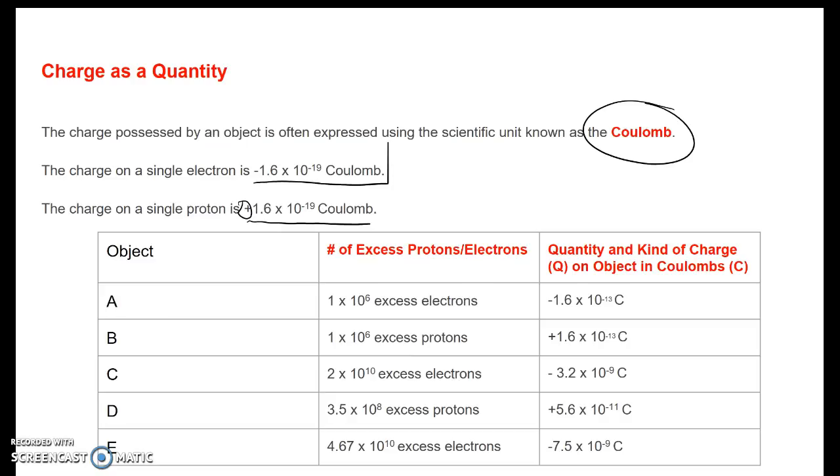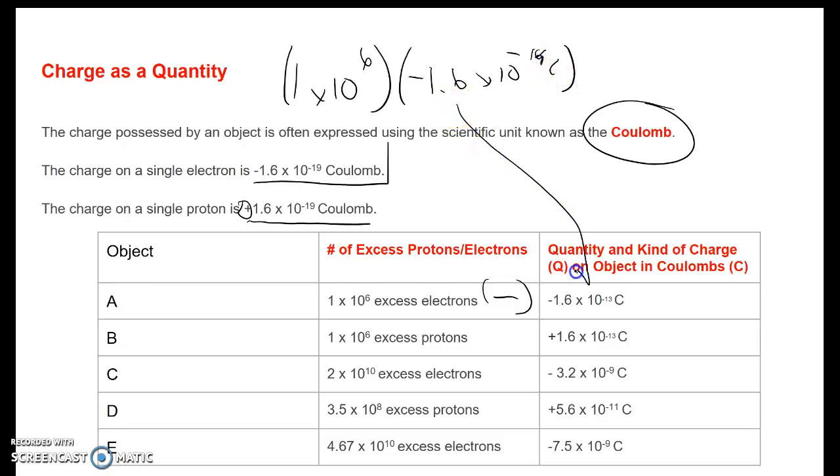So, for example, let's talk about 5 different objects. Object A has 1 times 10 to the 6 excess electrons, has that many more electrons than protons. So if you have more electrons than protons, you're going to be negative. And all you do is take that 1 times 10 to the 6th quantity and multiply it by the charge of a single electron, which is negative 1.6 times 10 to the negative 19 coulombs. And when you do that math, you get negative 1.6 times 10 to the negative 13 coulombs as your answer.